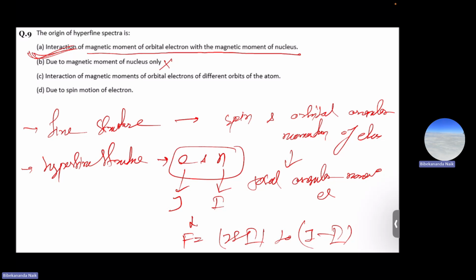Then, interaction of magnetic moments of orbital electrons of different orbits of the atom. This is a part of LS coupling, and LS coupling gives rise to fine structure. And then, due to spin motion of electron, again we get fine structure. It is not hyperfine structure. So the correct option will be option A, which is interaction of magnetic moment of orbital electron and the magnetic moment of nucleus.